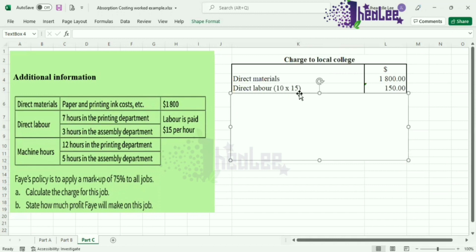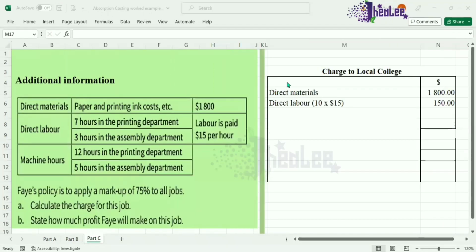So it is 10 multiplied by $15, and this gives us a direct labor cost of $150. Now that we have our direct cost, we're going to turn our attention to calculating the overhead costs related to the two cost centers, which are the printing department and the assembly department.